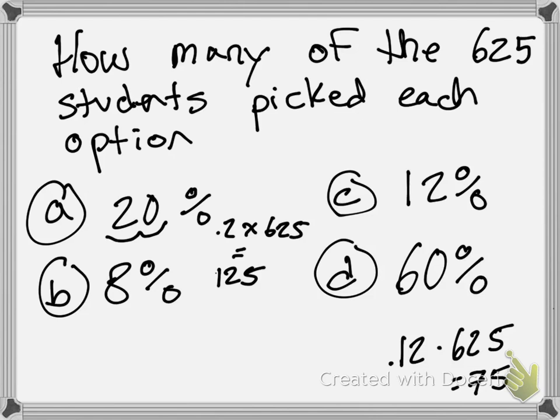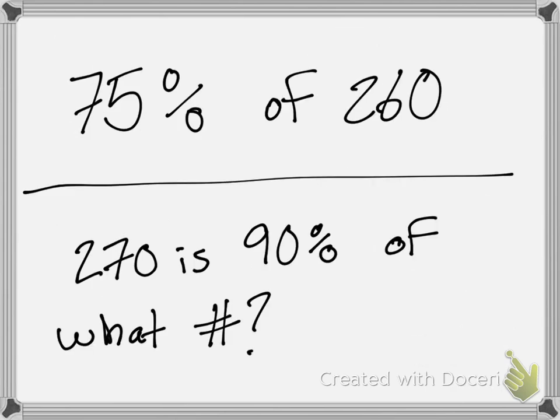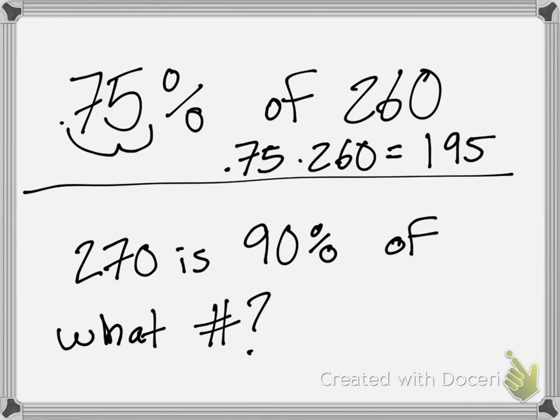We can do the other ones. We're not going to do them. So all you're doing is multiplying by the decimal. Same one we did the last time. We make it a decimal and then we multiply. 0.75 times 260. We get that to be, who has the answer? Daniel? The answer is 195.